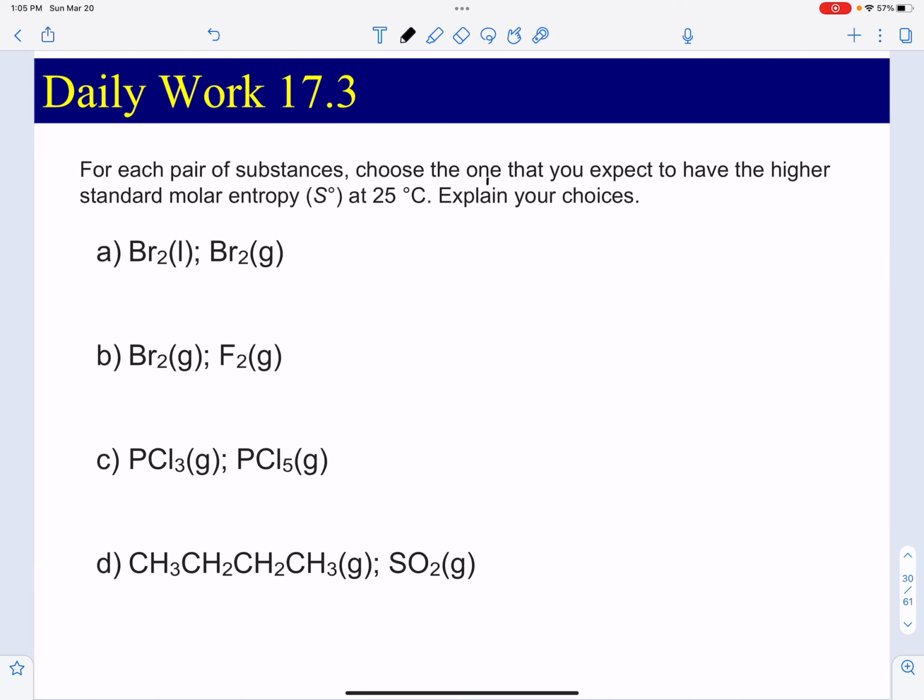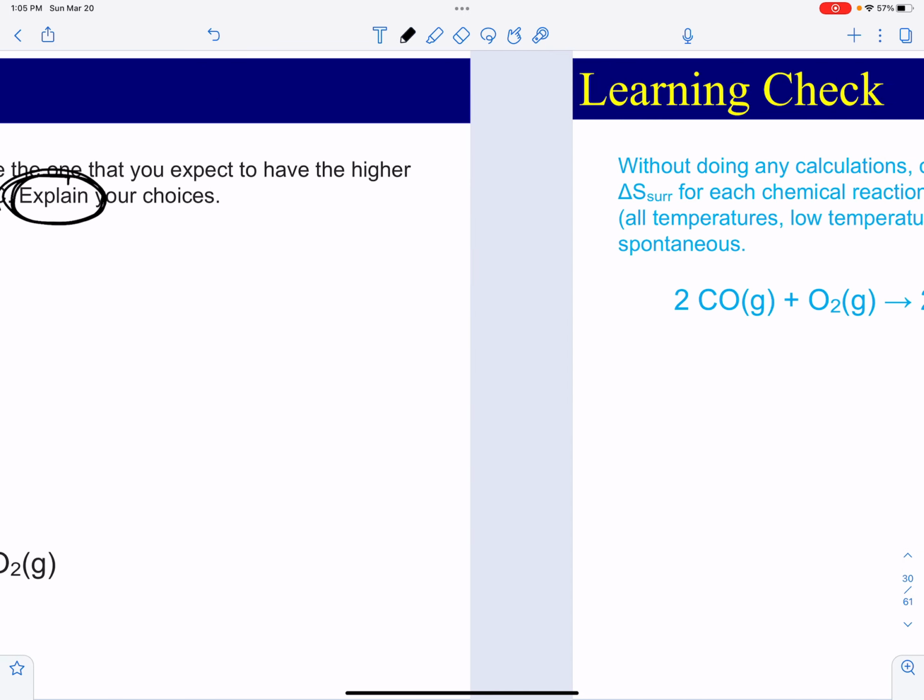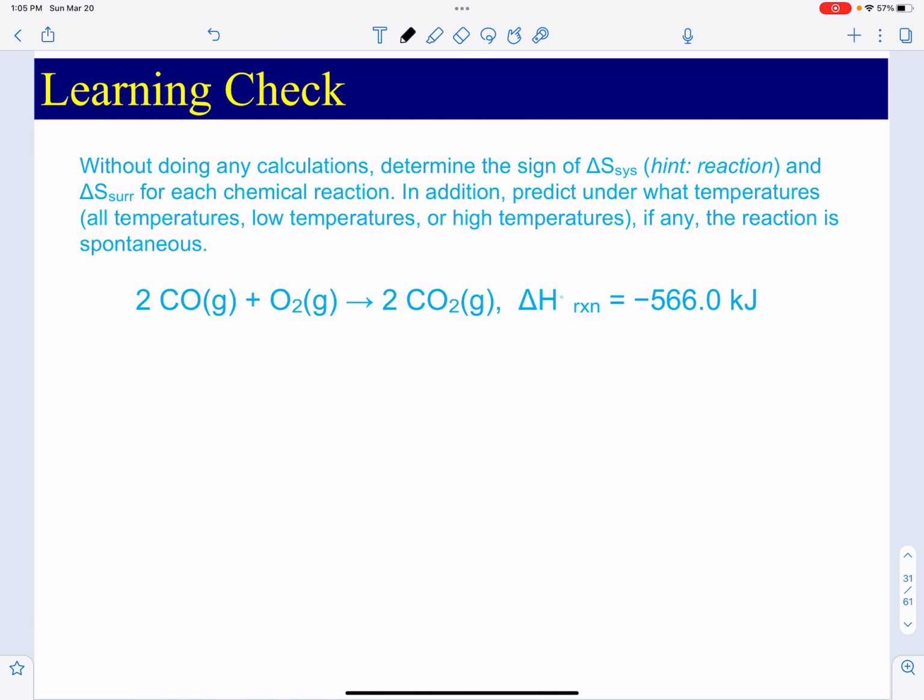go ahead and do that. Make sure you explain your reasoning, just like I did. So let's do another problem. Without doing any calculations, so no calculations required, determine the sign of the system.